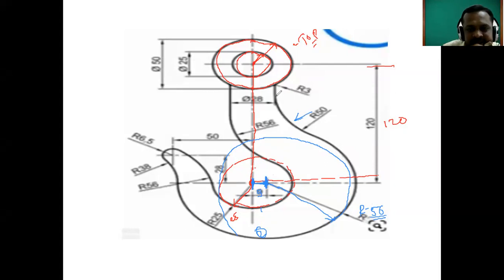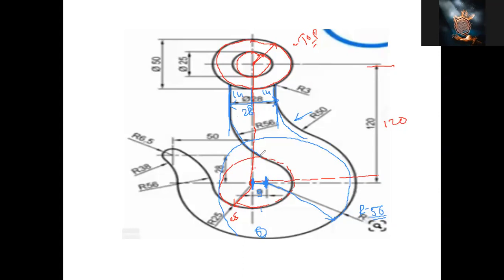See here, then this distance they have given. What is this distance? 28. Okay, 28 means inside 40. And we have to draw randomly one vertical line. Randomly, no problem. And already we have drawn this circle. And here we have to join with the help of the tangent circle like this. Okay, understood? Yes, sir.